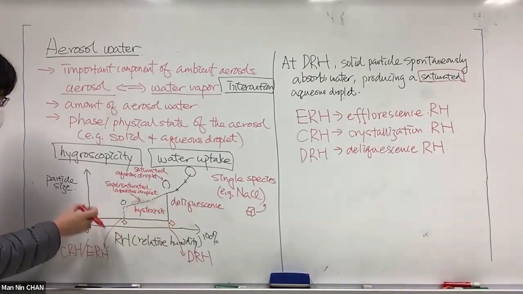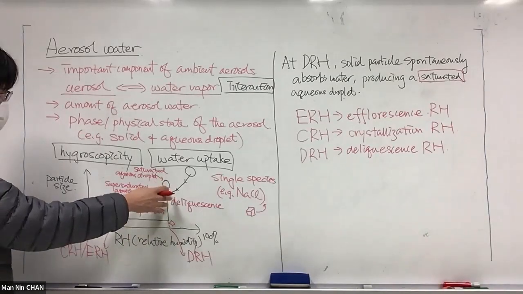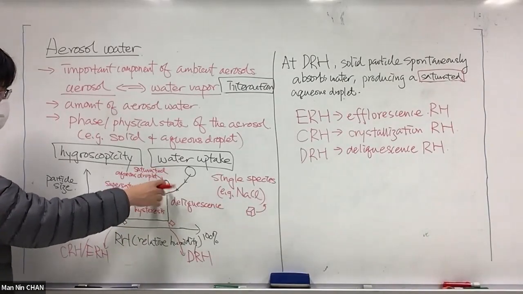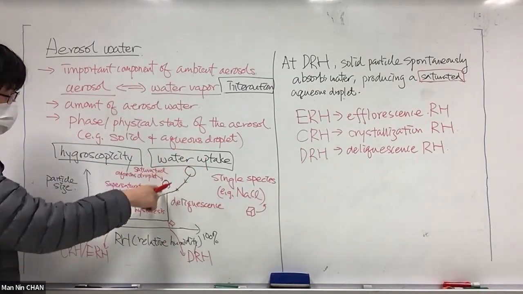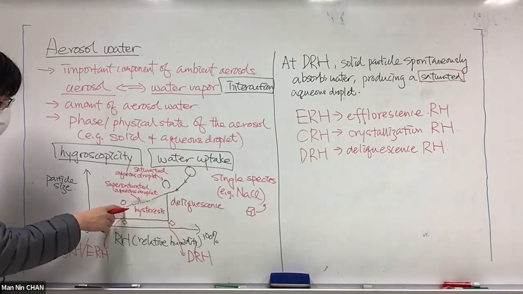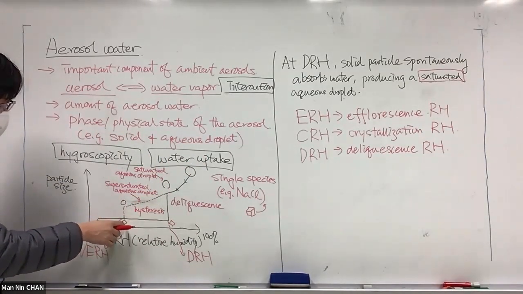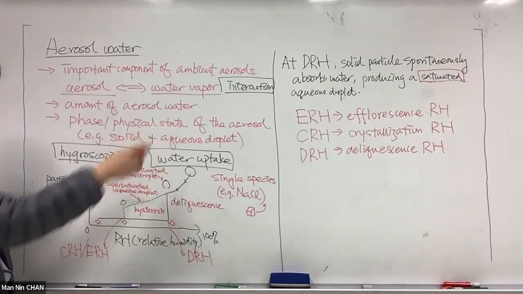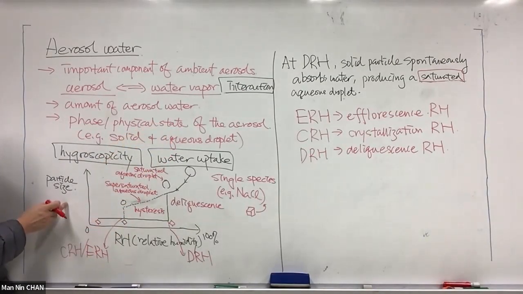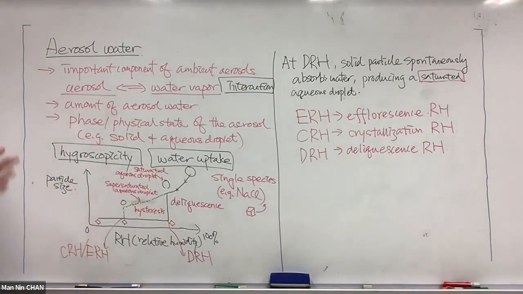You start with a solid, and then you have deliquescence and form an aqueous droplet at a certain point. We call this the DRH. And then we can also crystallize, right? If you have a solid particle, this is called the efflorescence or crystallization. So we have this DRH and ERH, and then you have the particle size change when you absorb water. Do you have any questions right now?